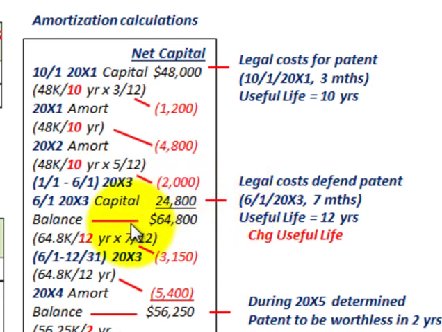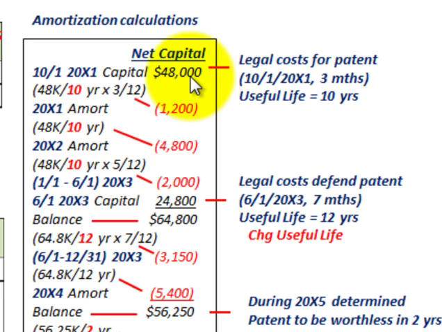Now we have to calculate what our amortization expense would be from 6/1 up through the end of the year for 20x3, and that would be 7 months. So what we have to do is come up with this balance here. We just net our amounts here.